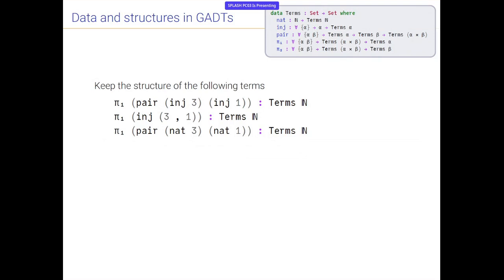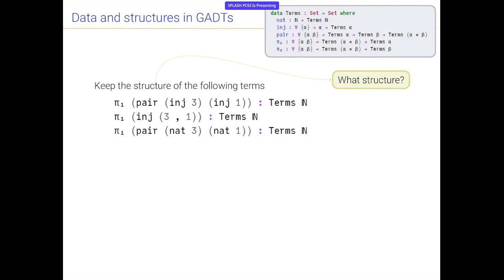So I have three different terms here. The first one is just pi1 of pair of inch3 and inch1. The second one, pi1 of inch of the pair, 3, 1. And then pi1 of pair of nat3 and nat1. So if I tell you to keep the structure of the following terms, you should have a first question, which is, what is the structure?